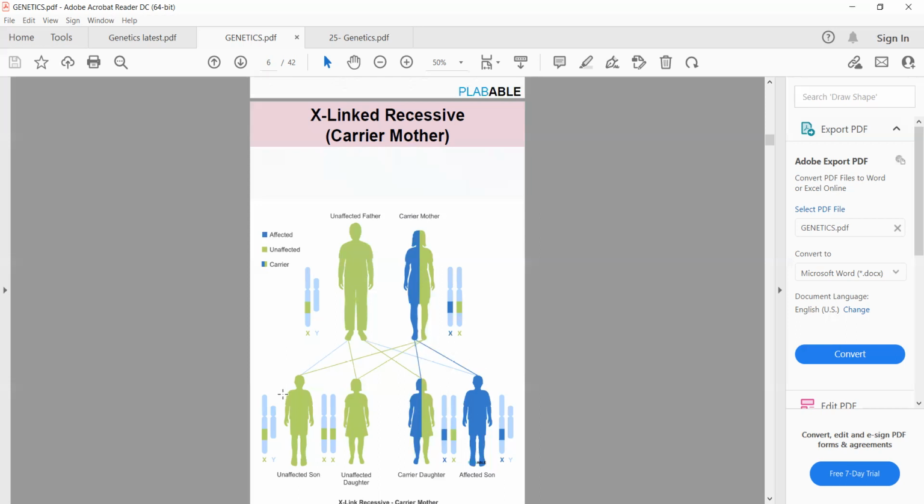So out of four children, one will be affected and one will be a carrier. Or 25% of the children will be affected and 25% of the children will be carriers. 50% of the daughters will be carriers and 50% of the sons will be affected. Is it clear now?